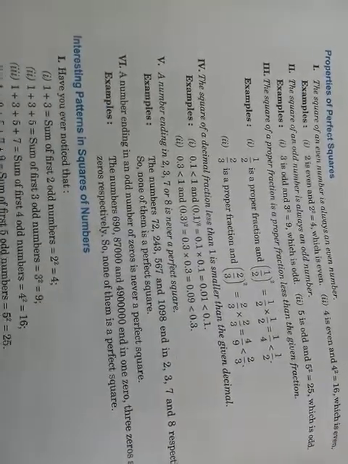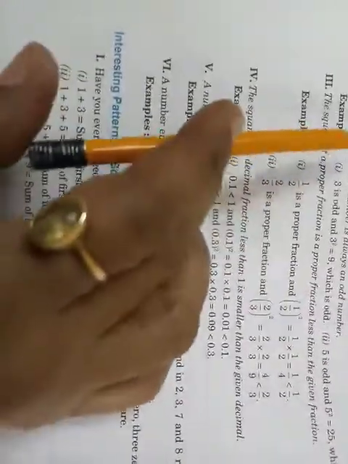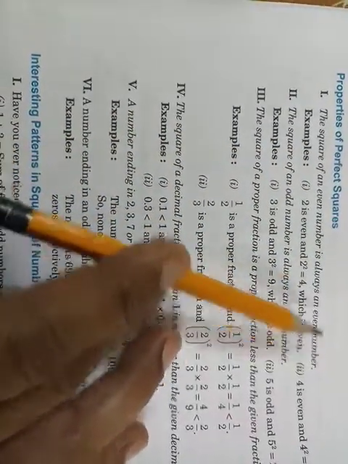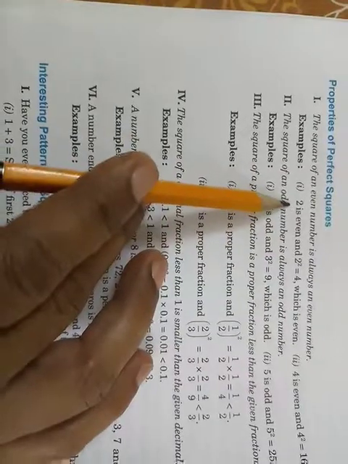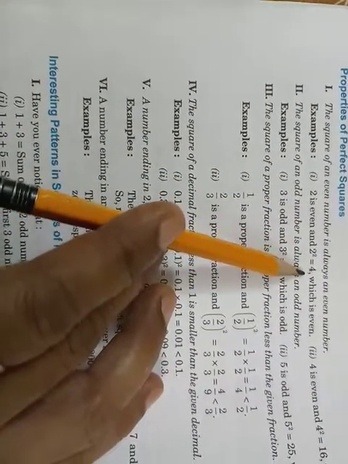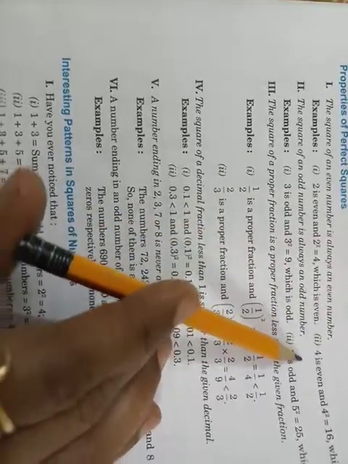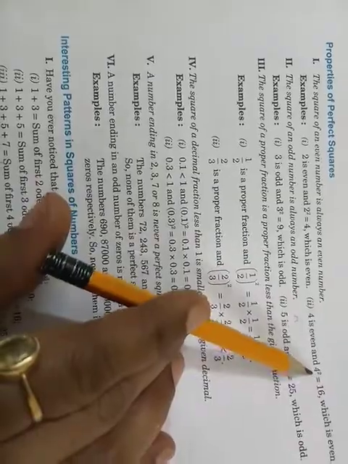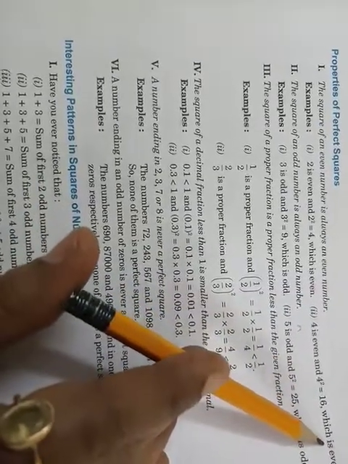The first property of squares is that the square of an even number is always an even number. Let's check it out. 2 is an even number. The square of 2 will become 2 twos are 4, which is also even. Then I take 4. 4 is even. The square of 4 is 16, which is also even.